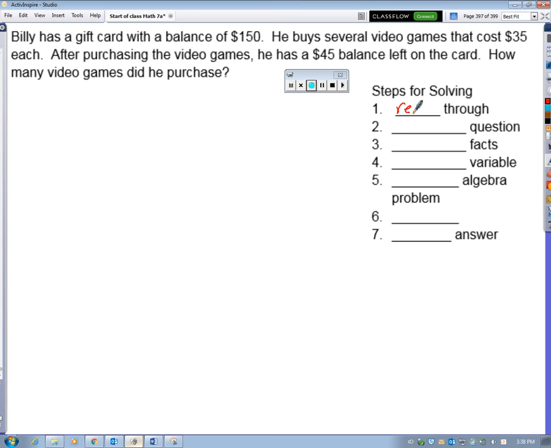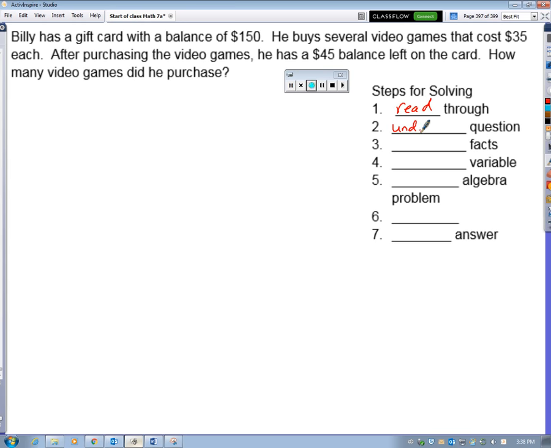We're going to read through the problem, try and get a picture of what is going on. Billy has a gift card with a balance of $150. Okay, so picture that. He buys several video games that cost $35 each. After purchasing the video games, he has a $45 balance left on his card. How many video games did he purchase?